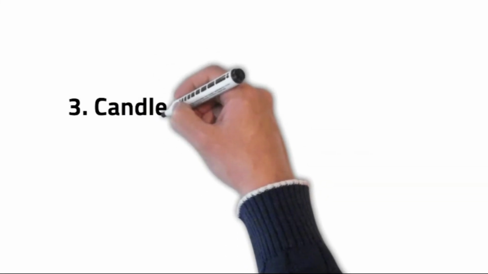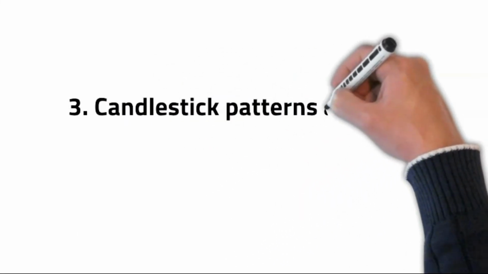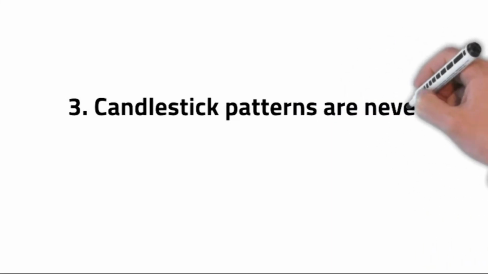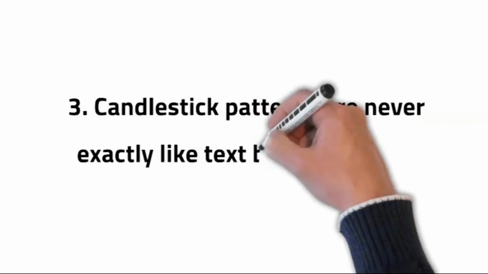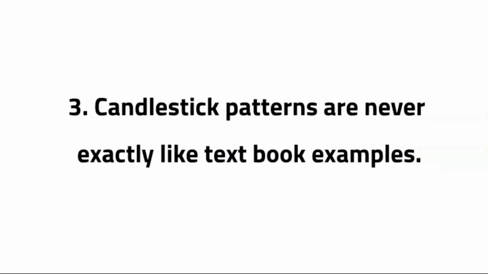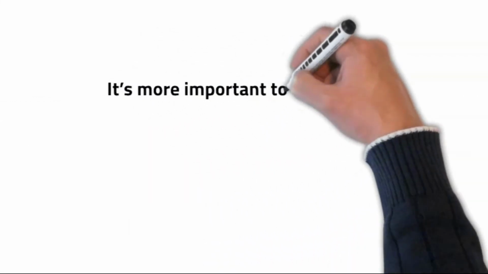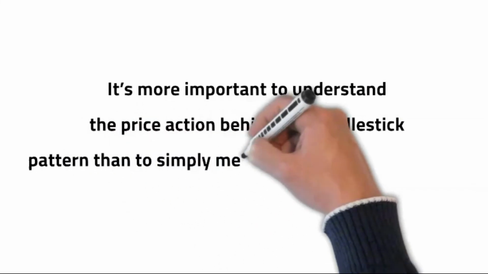3. Candlestick patterns are never exactly like textbook examples. Japanese candlestick patterns that are supposed to form after 3 candles based on textbook examples may actually end up forming over 4 or 5 candles. Just because a 3 candlestick pattern takes 4 candlesticks to form doesn't invalidate the pattern. The meaning is still the same. It's more important to understand the price action behind the candlestick pattern than to simply memorize its standard pattern.